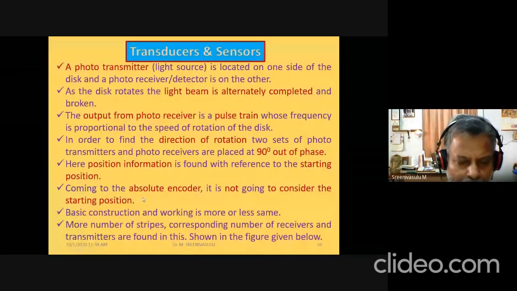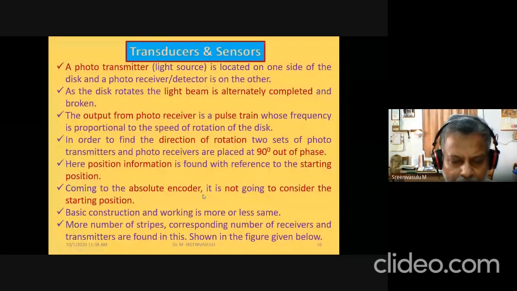And of course, the absolute encoder, if you consider it, is not going to bother about the starting position. So the basic difference between the absolute encoder and the incremental encoder is, the incremental encoder takes into account the starting position. The absolute encoder doesn't bother about the starting position. So the working construction and working procedure is the same for both types.